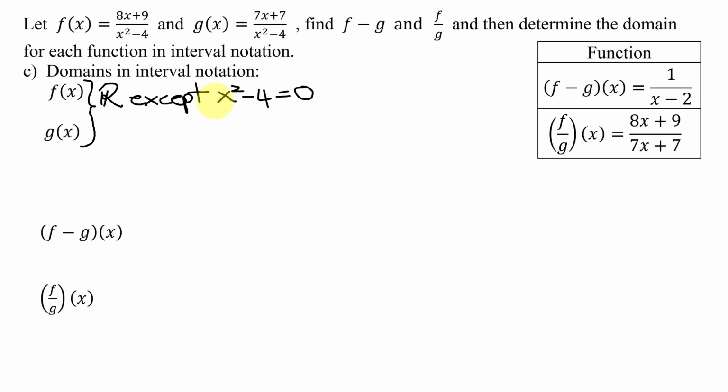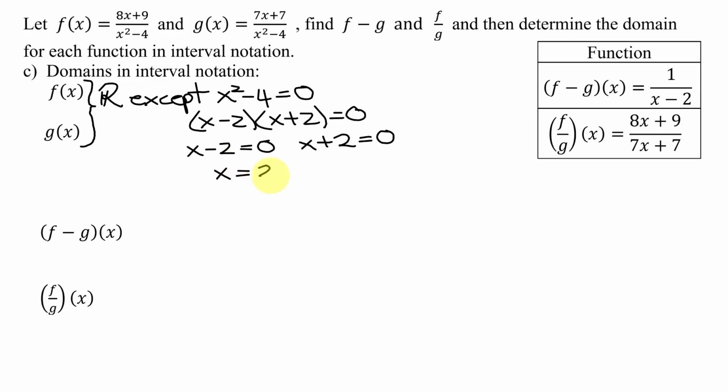to 0. Solving this little equation, x squared minus 4, difference of two squares, x minus 2 times x plus 2 equals 0. Set each factor equal to 0, x minus 2 equals 0, and x plus 2 equals 0. From the first one, add 2 to both sides, x equals 2. From the second one, subtract 2 from both sides, x equals negative 2. So those are the two values of x I have to exclude from all real numbers.